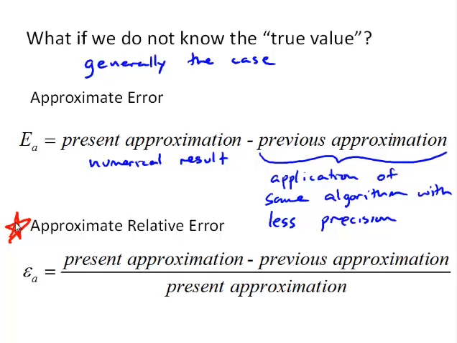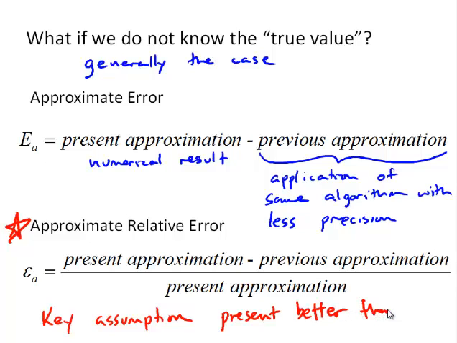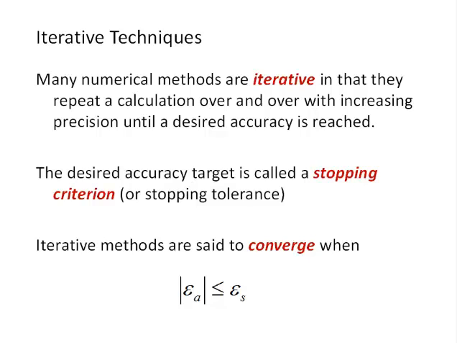So again, a key assumption here is that the present approximation is better than the previous. So we're basing this measure of error on the assumption that when we apply the same numerical algorithm with more precision, that gives us a better approximation. And this brings us to one of our main uses of approximate relative error, and that's in iterative techniques.